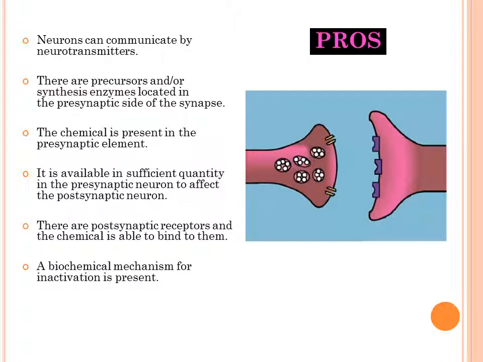Neurons can communicate by neurotransmitters. There are precursors and synthesizing enzymes located in the presynaptic side of the synapse. The chemical is present in the presynaptic element. It is available in sufficient quantity in the presynaptic neuron to affect the postsynaptic neuron. There are postsynaptic receptors and the chemical is able to bind to them. A biochemical mechanism for inactivation is present.